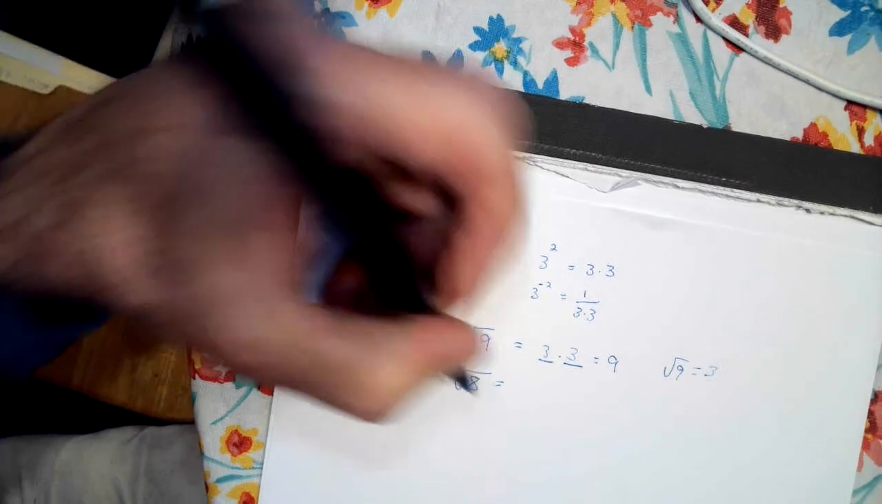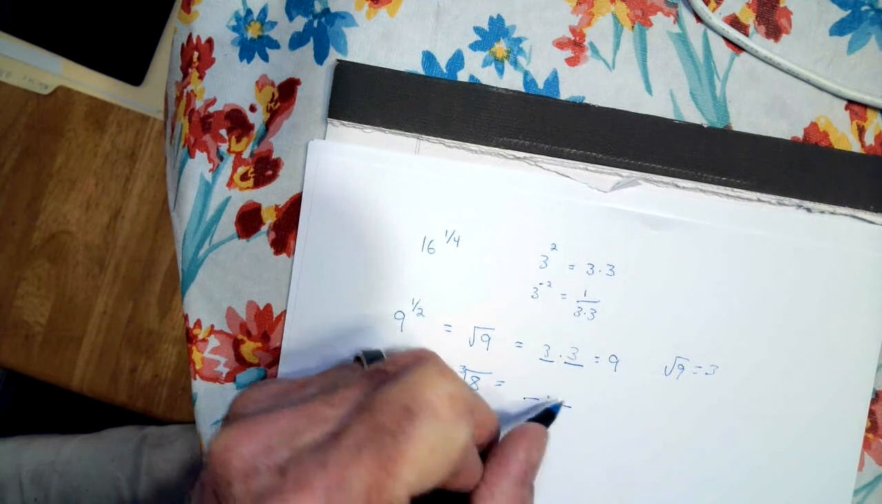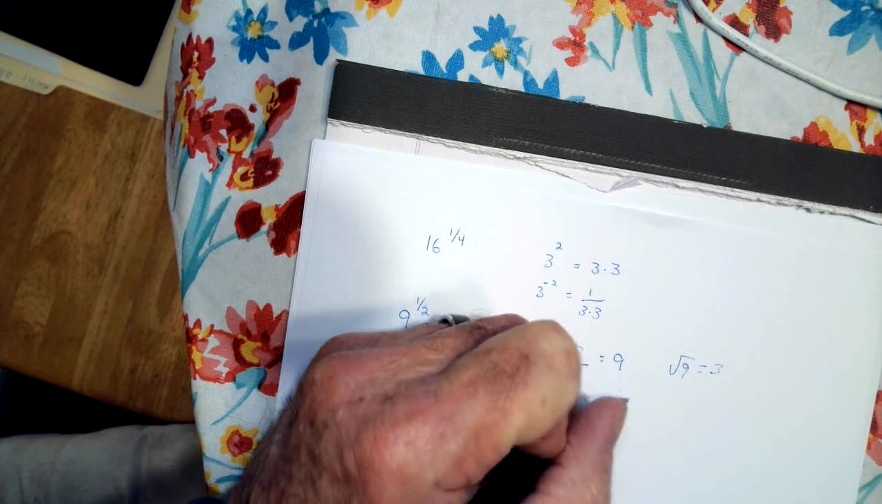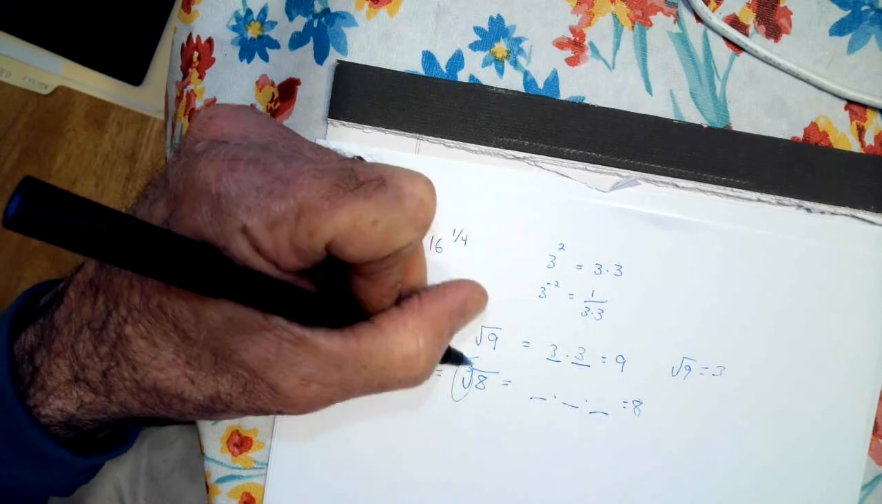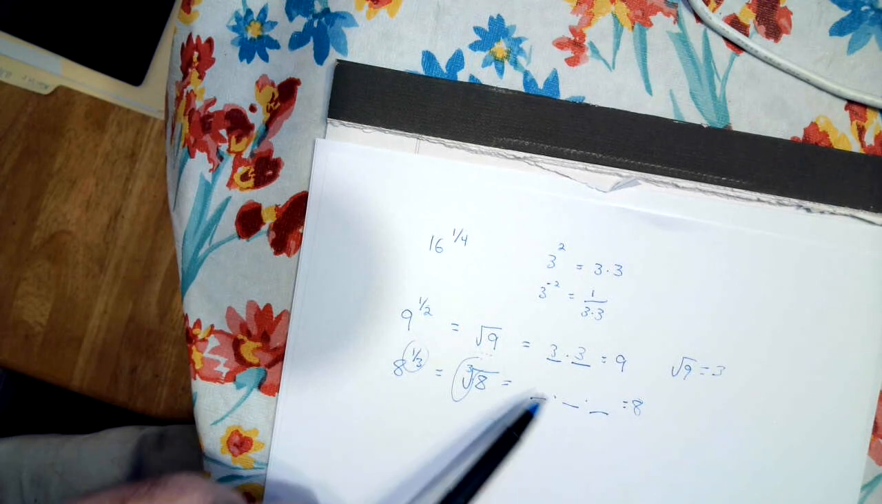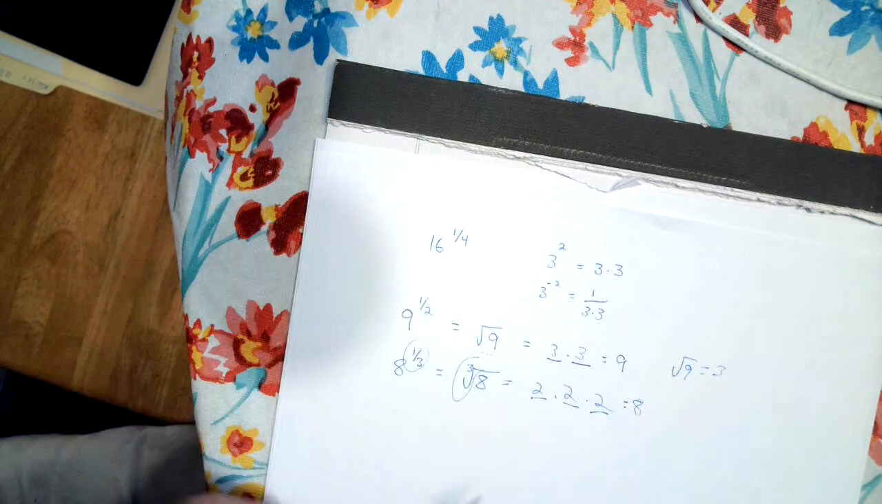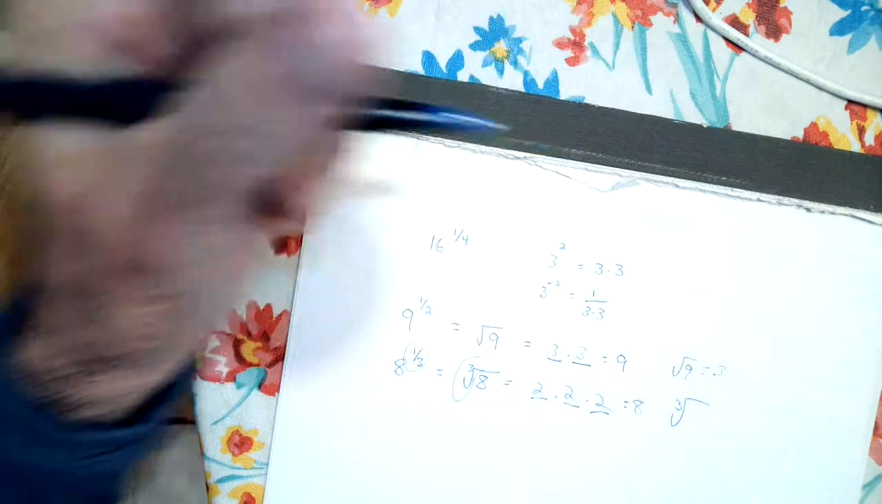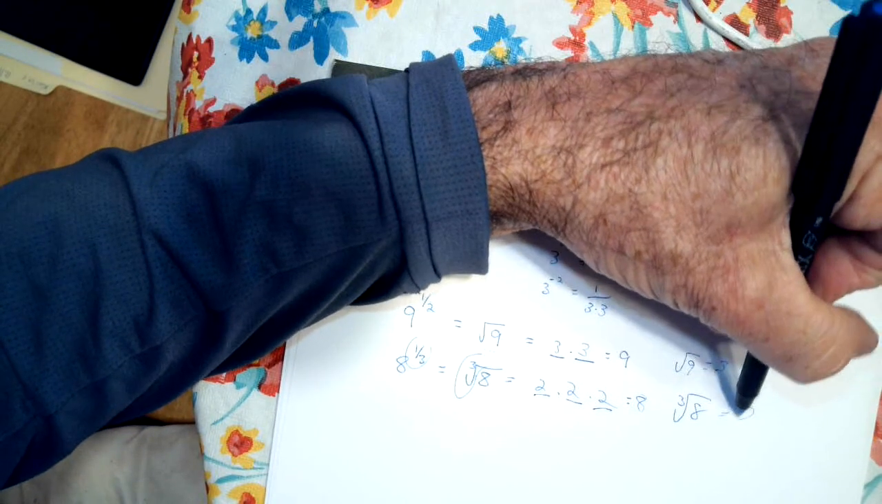There you go. The third root is you're asking yourself what times what times what is 8. That's what third root means: what's the number that, if you multiply it together three times, gives you 8. In this case, 2 times 2 times 2. 2 times 2 is 4, 4 times 2 is 8. So the cube or third root of 8 is going to equal 2.